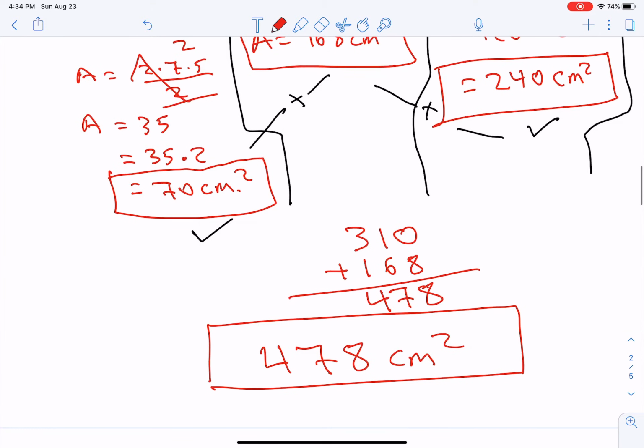Hang in there because we have the next method, which is drawing a net. But that's going to be in the next video.